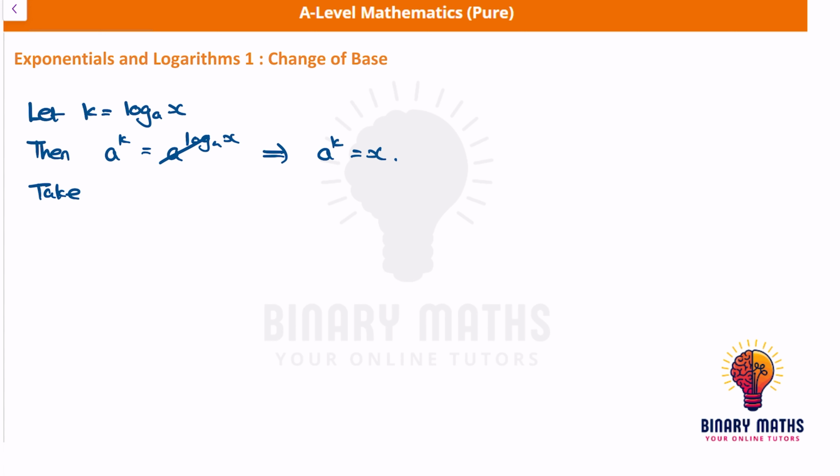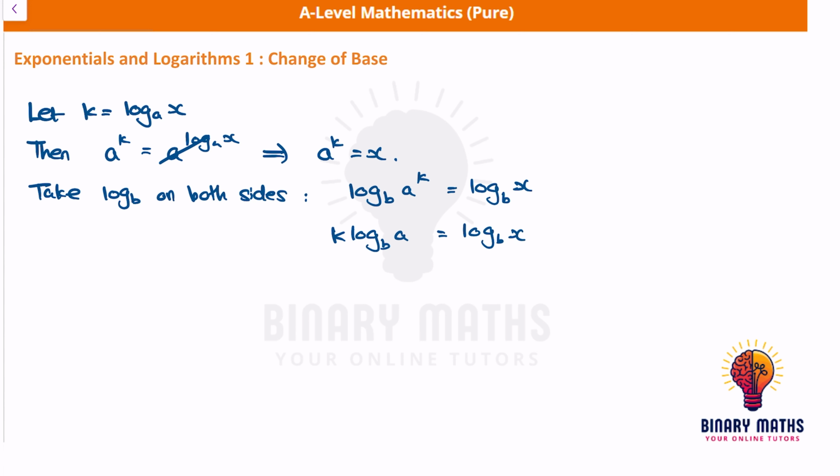Take log base b on both sides. Then we get log base b of a to the power of k is equal to log base b of x. If we apply the laws of logs, that's k times log base b of a is equal to log base b of x. If I divide through by log base b of a, I get k is equal to log base b of x over log base b of a.